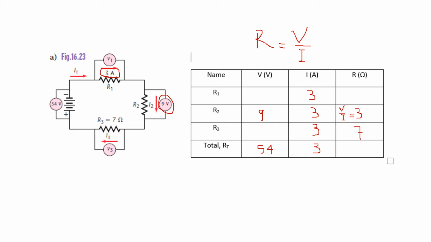And I come here. Here I need to solve for V. So V is equal to I times R. So 3 times 7 over here is 21. If this one is complete, I come to R total. I have my V and I have my I again. So I will do V divided by I. So R total will be 54 divided by 3, that's 18.